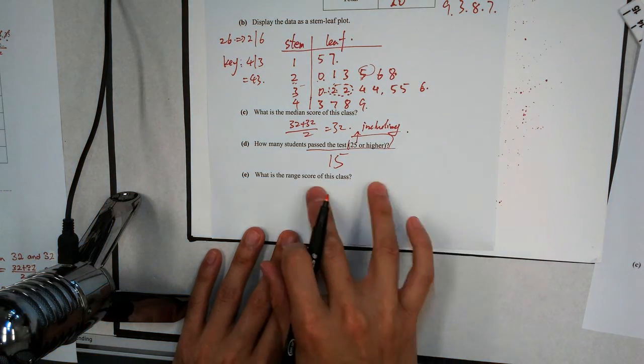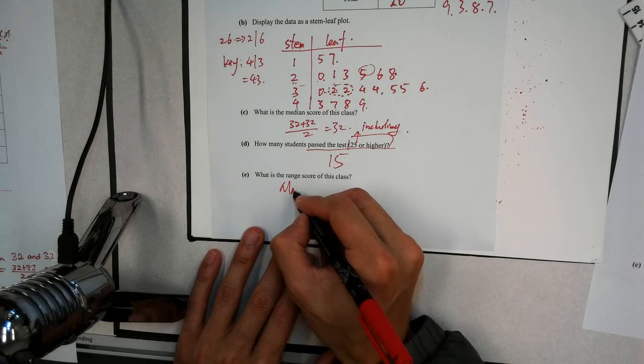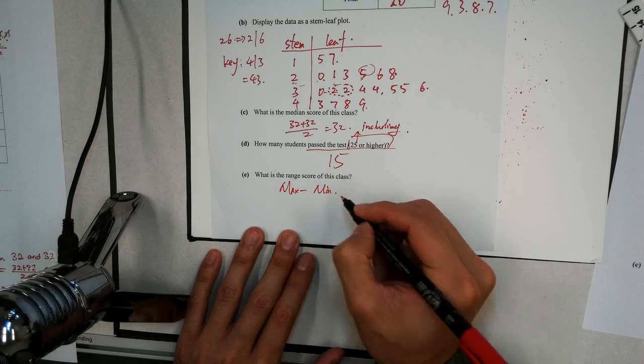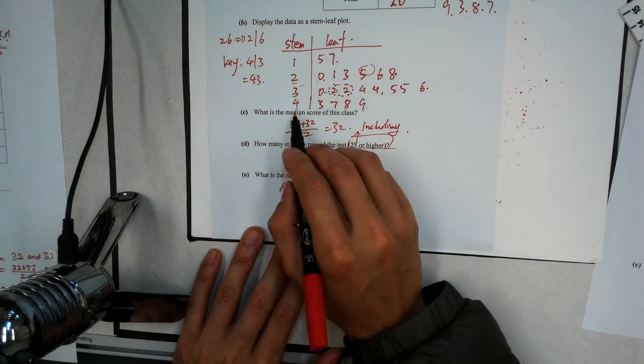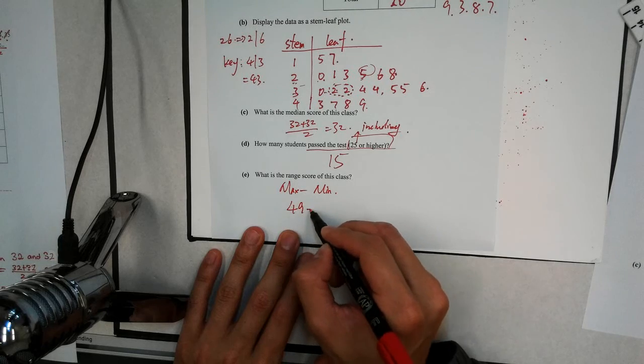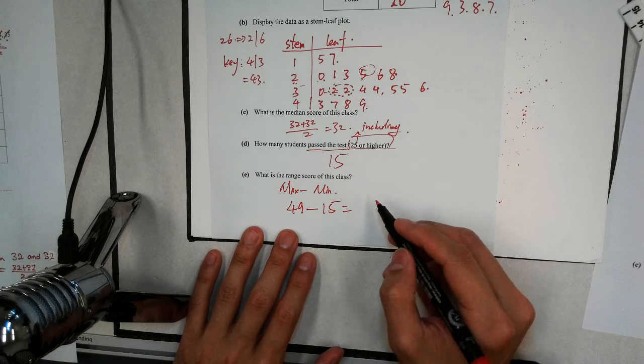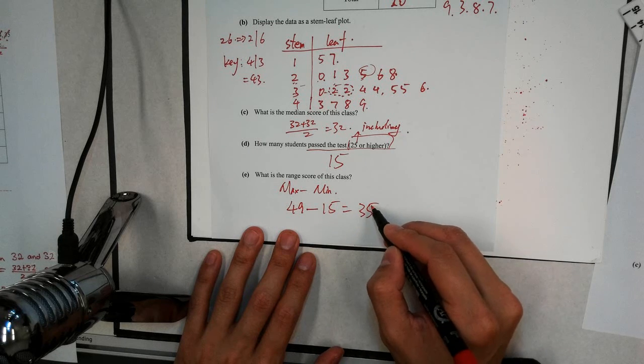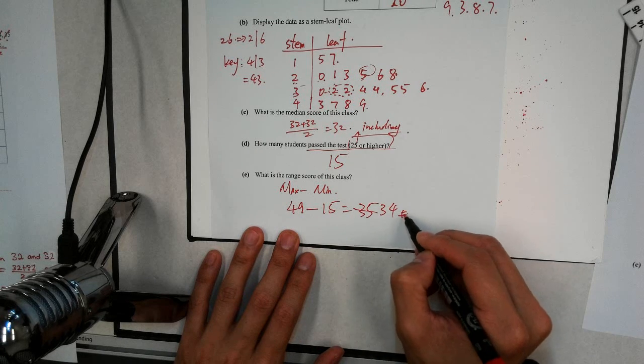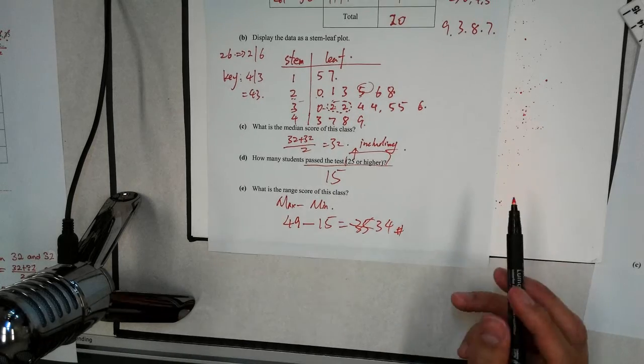Range: we use the greatest number, the maximum, take away the minimum. The maximum number is 49. The minimum number is 15. If you take them away, it's 34. And 34 would be your answer.